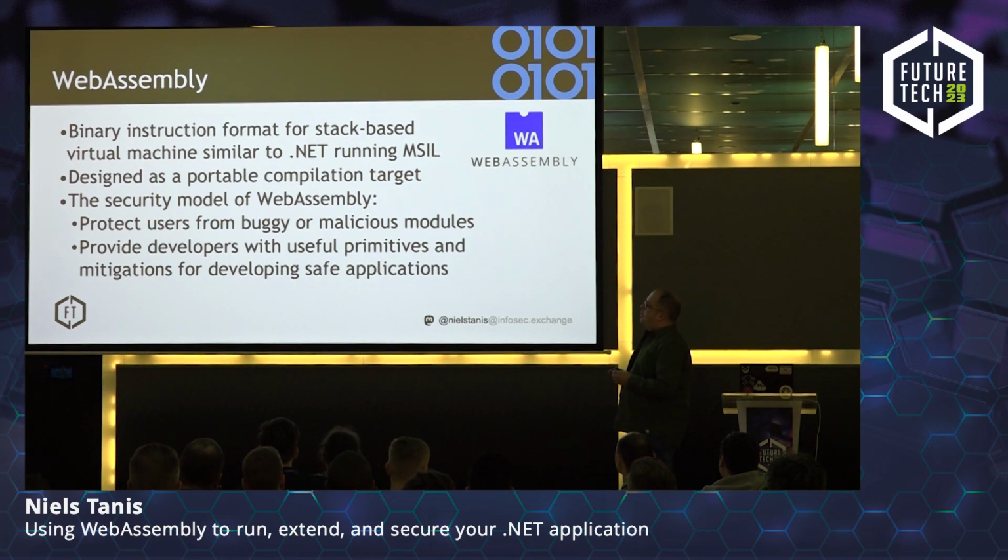And the security model of WebAssembly, it needs to protect users from buggy or malicious modules. If we're developing software nowadays, and that's always a metric that we have used ourselves in reports, almost 80% of what we do is third-party libraries that we pull in, which is a big risk, right? If there's a vulnerability in a third-party library that everybody uses, then we have a big problem to solve. One of the goals of WebAssembly was we need to make sure that users are more protected for doing that. And we also want to have useful primitives for developers for mitigations for developing safe applications. And what they mean by that is that by default, the API needs to be secure. And if you want to do something that's less secure, you're explicitly asked to do so.